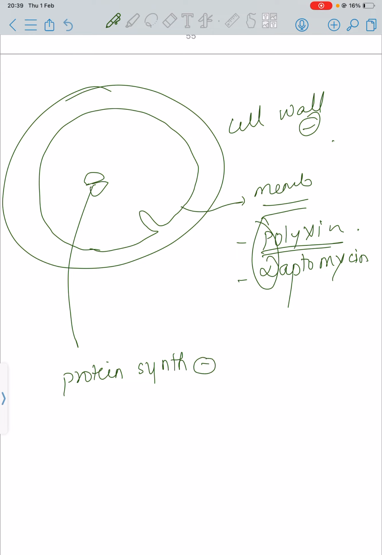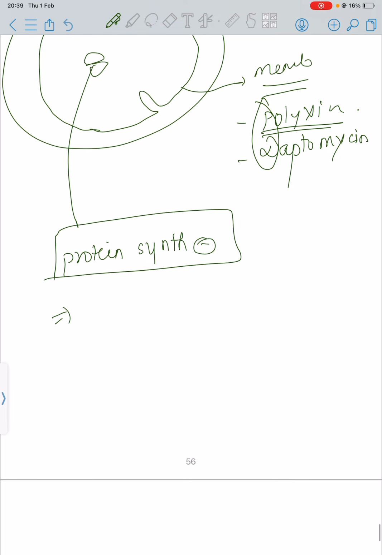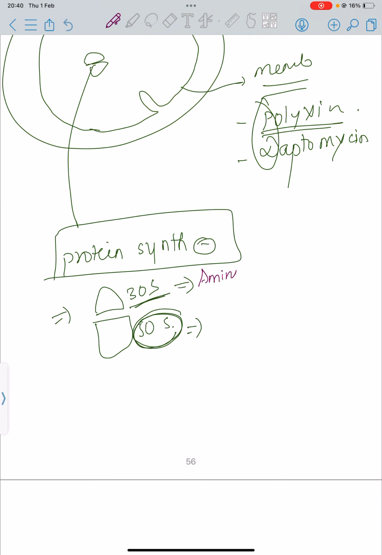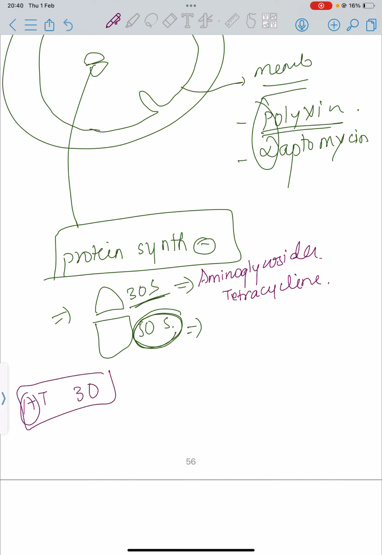What are protein synthesis inhibitors? Ribosome, as you know, has 30S and 50S subunits. So there will be some antibiotics which act on the 30S subunit and prevent protein synthesis. There will also be some which act on the 50S subunit and prevent protein synthesis. The ones acting on 30S subunits are aminoglycosides and tetracycline. How will we remember? At 30. So aminoglycosides and tetracyclines act at 30S subunits, and the rest are 50S.